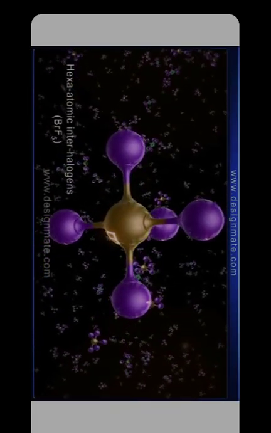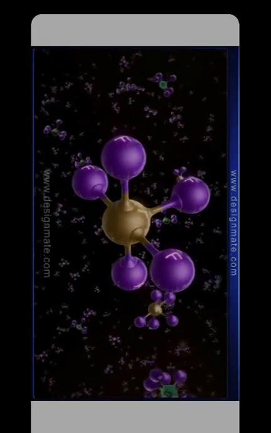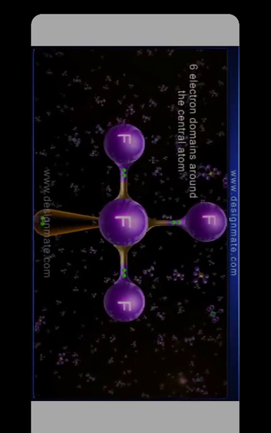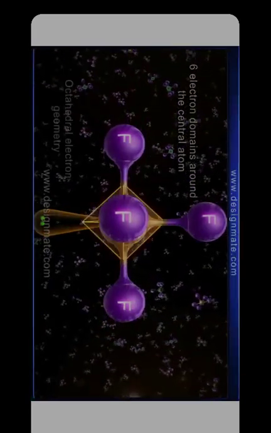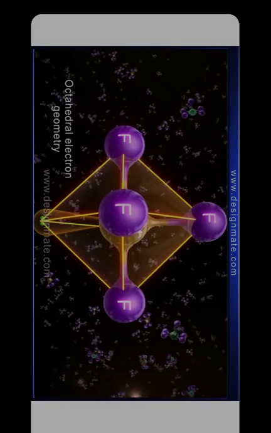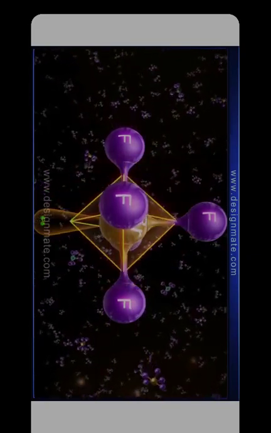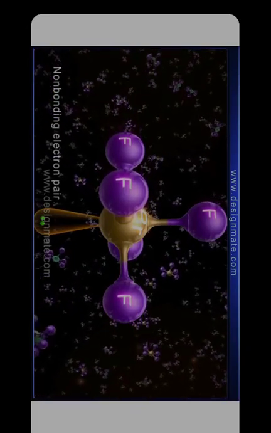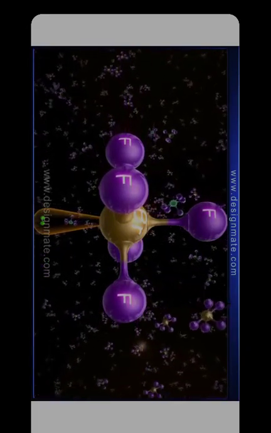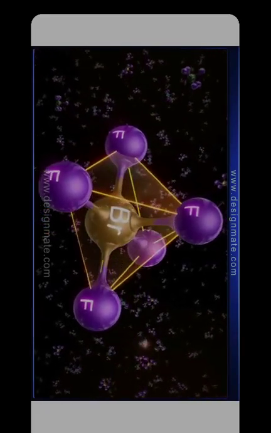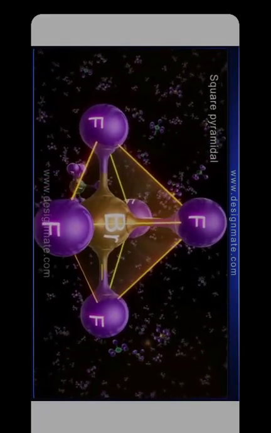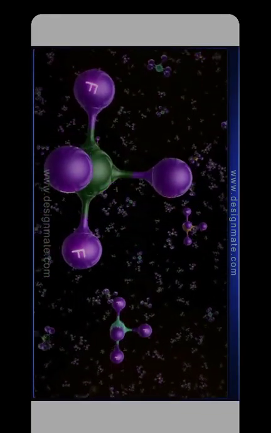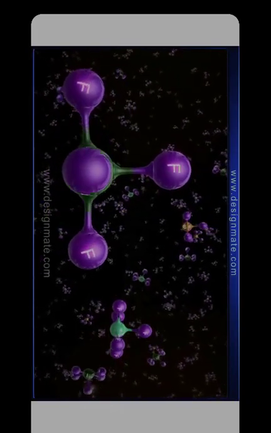Hexaatomic inter-halogens. Bonding in such molecules reveals the presence of a total of 6 electron domains around the central atom, depicting an octahedral electron geometry. However, one of these domains at the axial position is occupied by the non-bonding electron pair. Thus, the molecular shape of such inter-halogens is square pyramidal. ClF5 and IF5 are a few examples of this category.